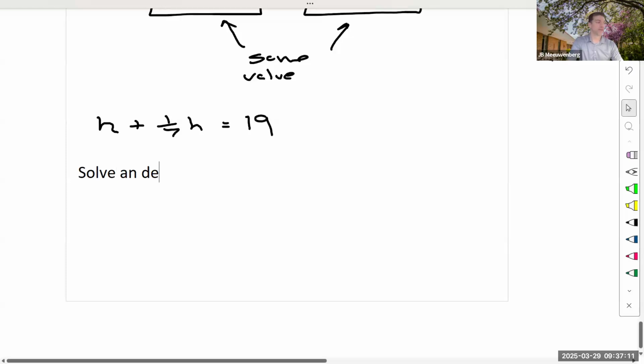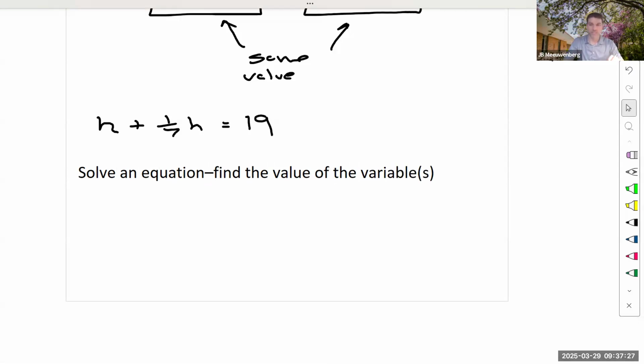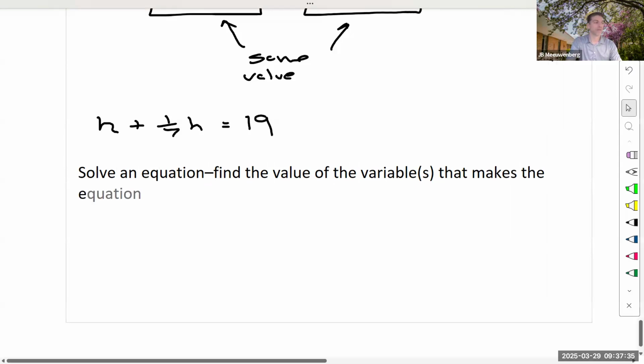So solve an equation. This has a very specific definition that's crucial for you to know. What it means is this: find the value of the variable. I'll even put s in parentheses because sometimes you can have more than one variable. We'll just say one for now. Find the value of the variable that makes the equation true. That's what it means to solve an equation. You're going to find the value of the variable that makes that equation true. Okay?